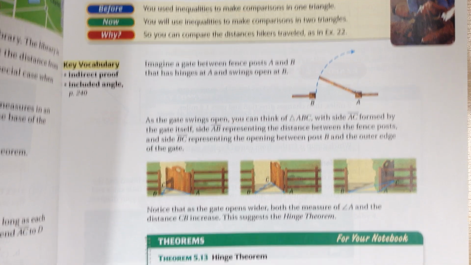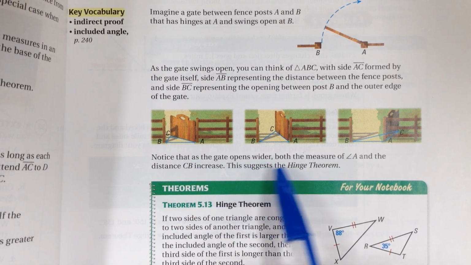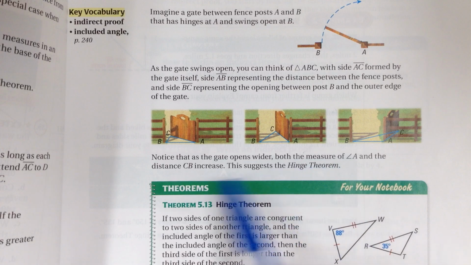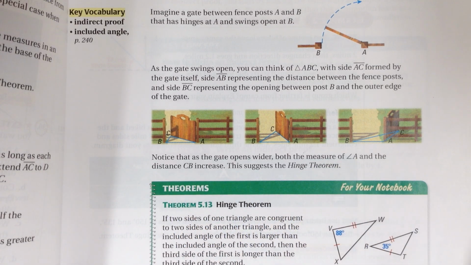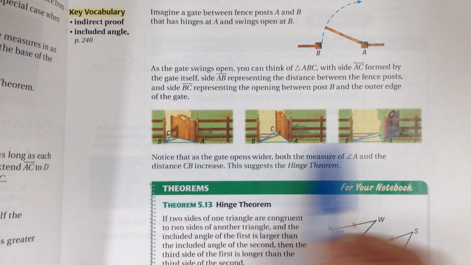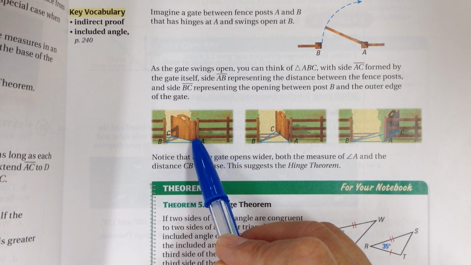It says, notice that as the gate opens wider, both the measure of angle A and the distance CB increase. This suggests the hinge theorem. I can think about this scenario over here. Again, think about the gate being hinged over here.